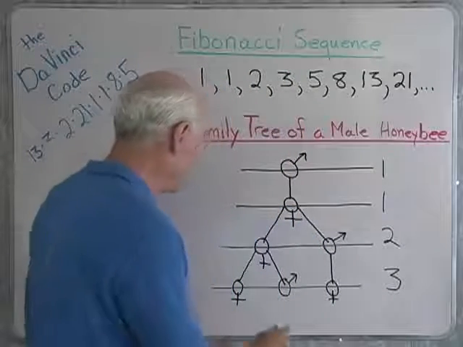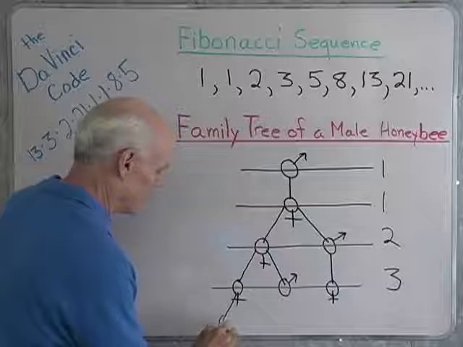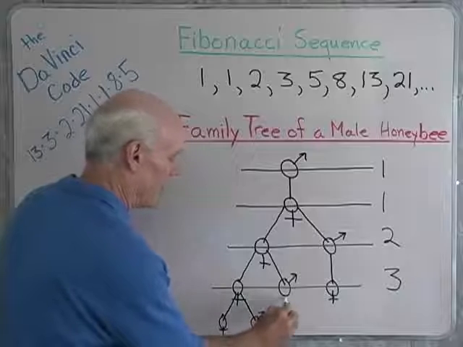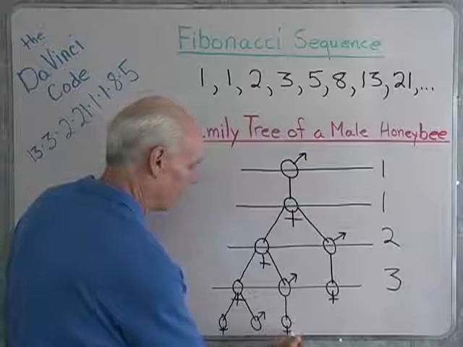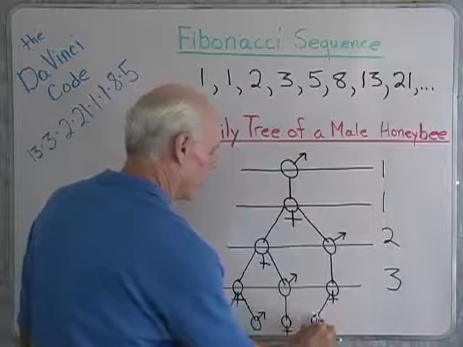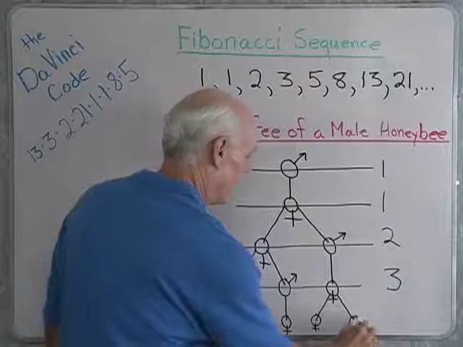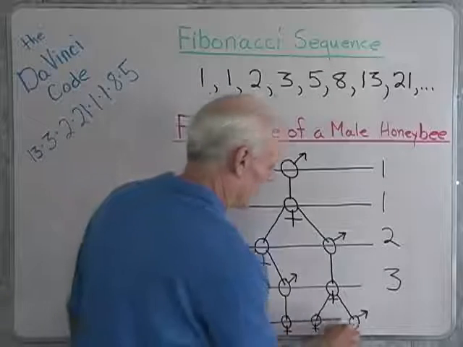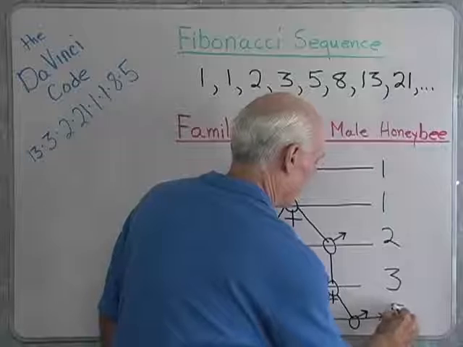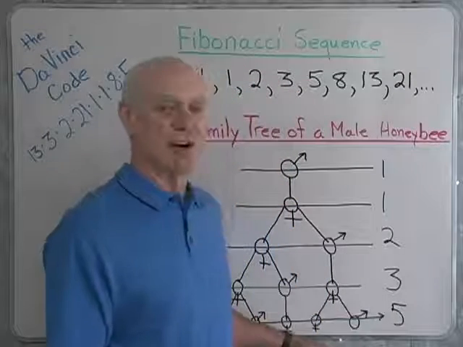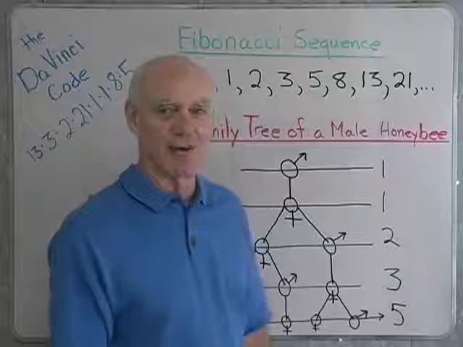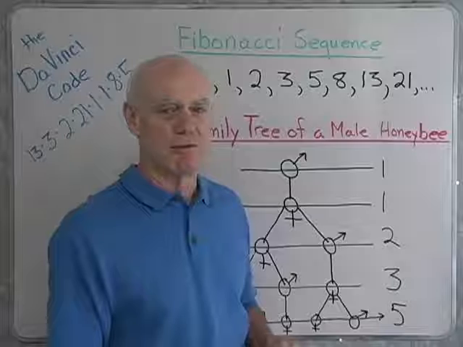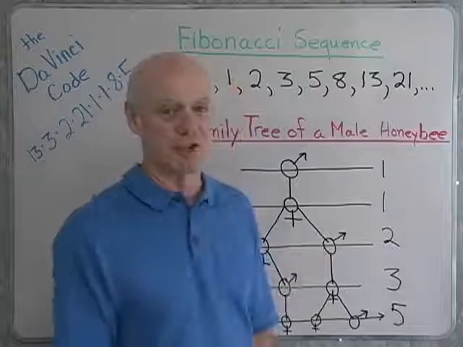Let's go one more generation. That female has two parents, a female and a male. That male has only one parent, a female. That female has two parents, a female and a male. So the number of bees in that generation of the family tree of this male honeybee is, just like we thought, 5. And if you go to the next generation, you'll get 8. The generation after that, 13, so on and so forth. The number of bees in each generation of the family tree of a male honeybee follows the Fibonacci sequence exactly.